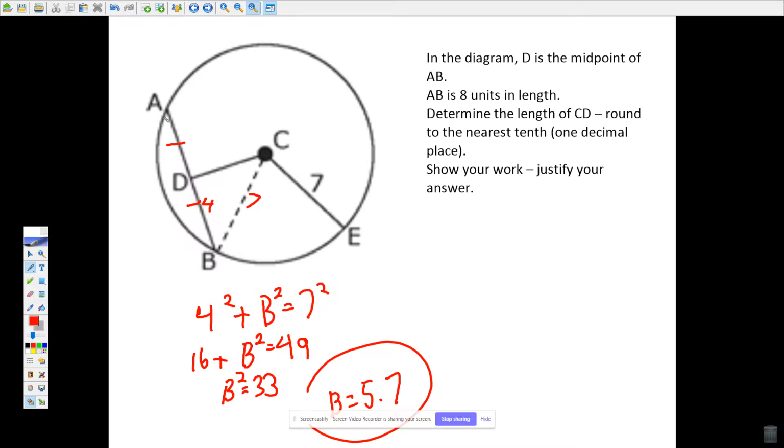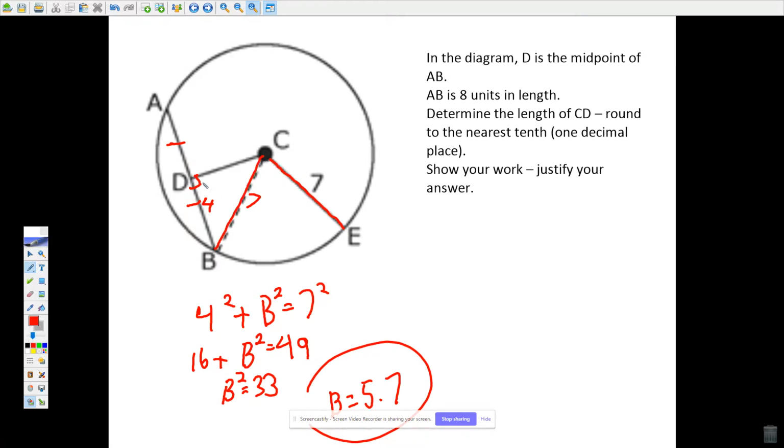Well, we're told that AB was 8 units long, and if this is the midpoint, that means it's split into 2 equal side lengths. So this is 4 here, and that's 4 as well. We're also told that the radius here was 7, so this radius here must be 7 as well.